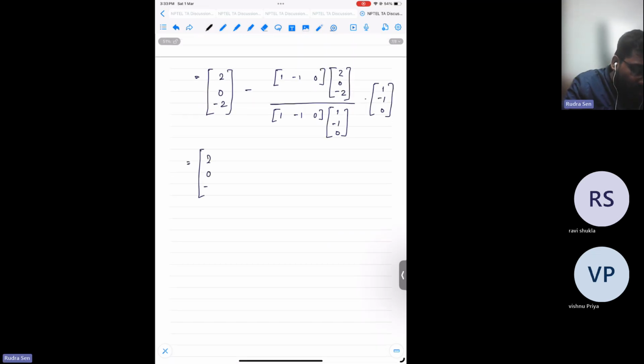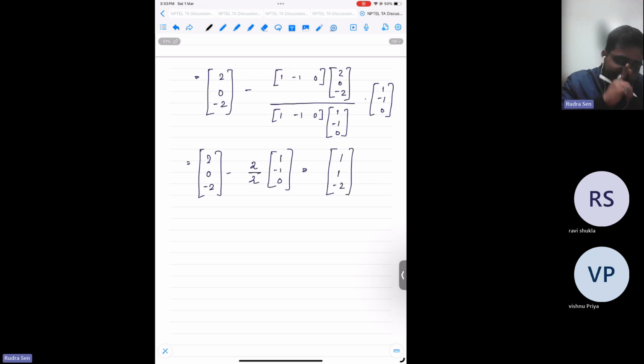So what we get: 2, 0, -2 here, and this one is 2 in the numerator and 2 in the denominator. So 2 divided by 2 is 1, and this is 1, -1, 0. So what we get is 1, 1, -2, right? So this is the capital B vector, which is orthogonal to the A vector.